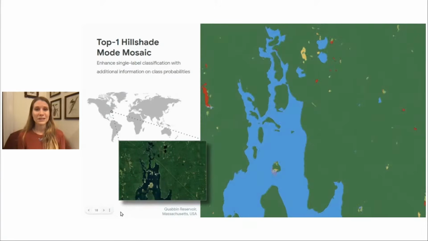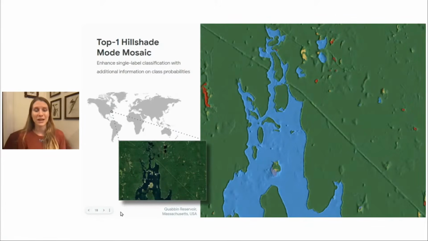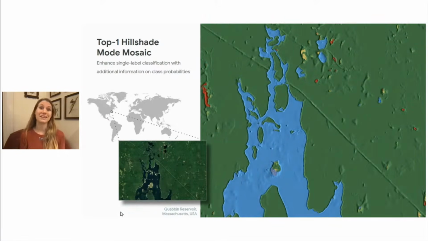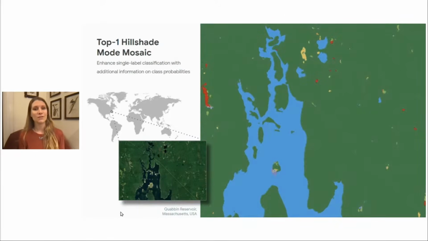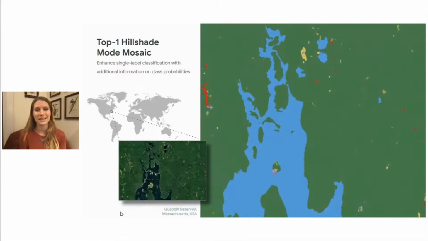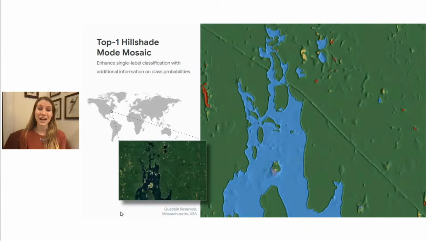And those class probabilities come into play in other ways we look at Dynamic World data. So again, you might be used to seeing maps where you just look at a single top 1 label. And yes, you can do that for Dynamic World, but we've often added this hillshade visualization that takes the confidence in that top 1 class and adds a shadowing effect.